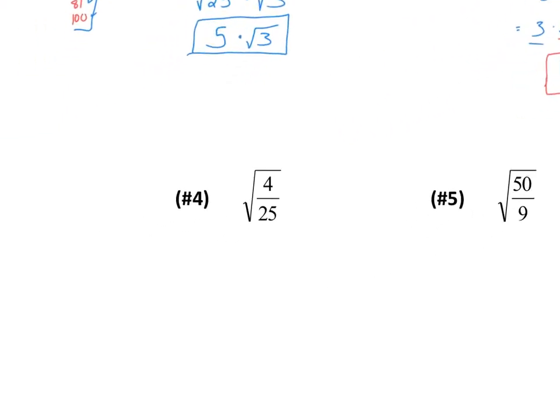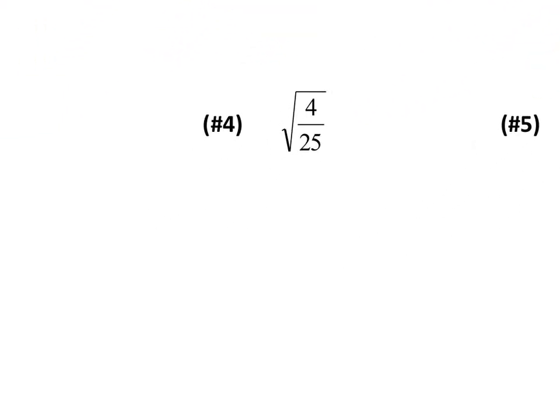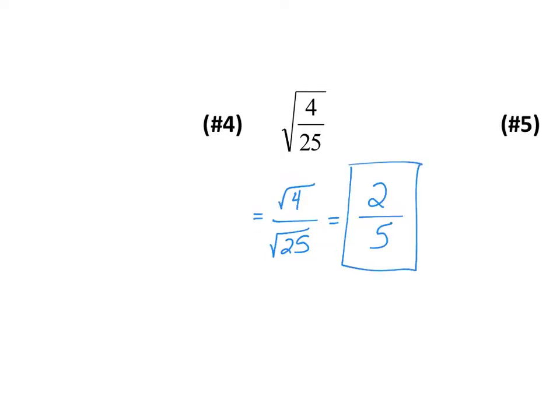Okay, number 4. We have a fraction inside of a radical. What we're going to try to do is break that apart. We can change it into a fraction with 2 radicals. So square root of 4 over square root of 25. What is the square root of 4? The square root of 4 is 2. What is the square root of 25? The square root of 25 is 5. So we end up with 2/5. We can't reduce that anymore, so this one is just 2/5.